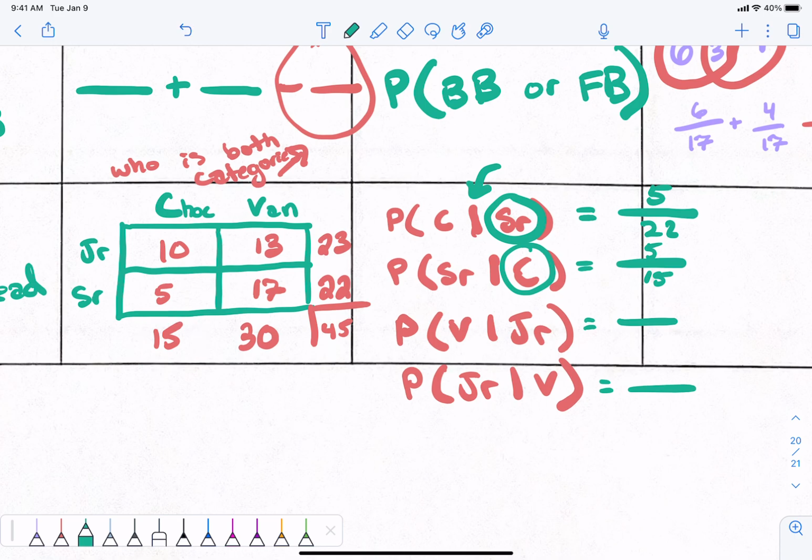The third one. We're only looking at the juniors, which is 23. Of those 23, how many like vanilla? 13, so 13 out of 23. Now, given vanilla, we're only looking at the vanilla people. There are 30 vanilla people, and out of those 30, there are only 13 juniors. Okay, happy with that?